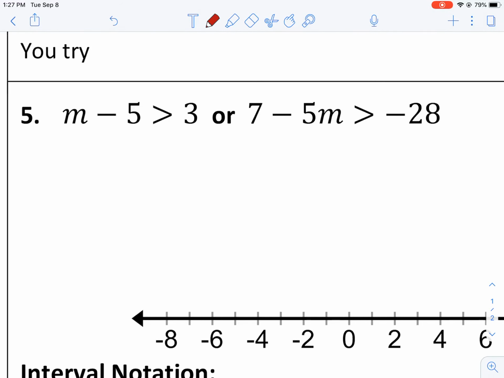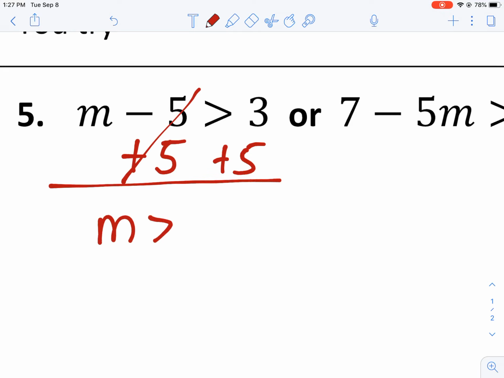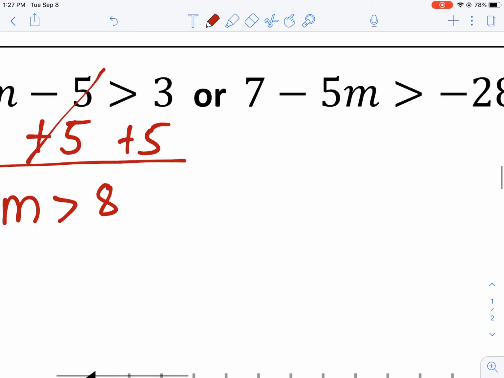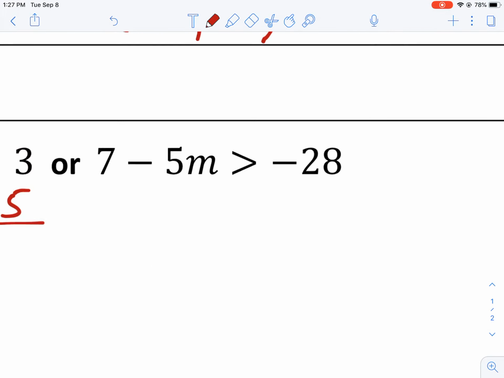So this is an OR, right? Which means we're going to solve both inequalities separately. So we're going to add 5 on both sides. That gives us m is greater than 8. So I'm now going to put my open dot at 8, all right? And we can just draw a little arrow to the right because we don't have that much room.